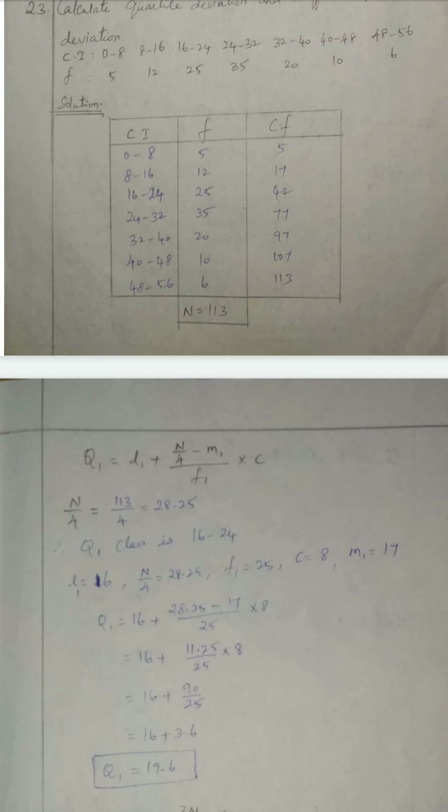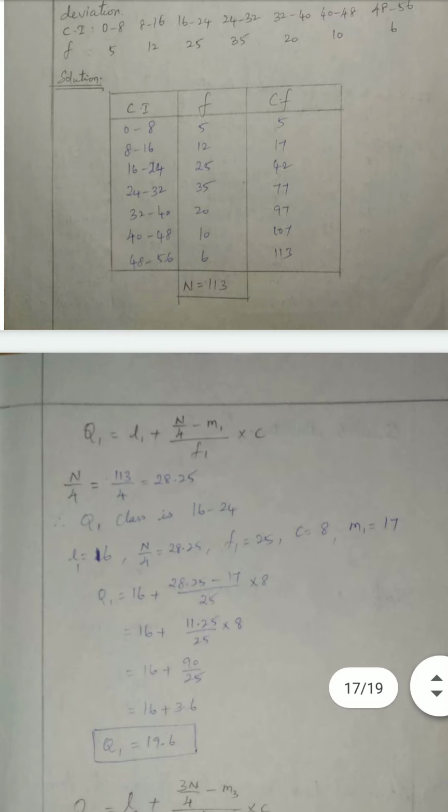Class interval, frequency, cumulative frequency. So class interval is 0 to 8, 8 to 16, 16 to 24, 24 to 32, 32 to 40, 40 to 48, 48 to 56. Frequency is 5, 12, 25, 35, 20, 10, 6. Again we can calculate cumulative frequency.